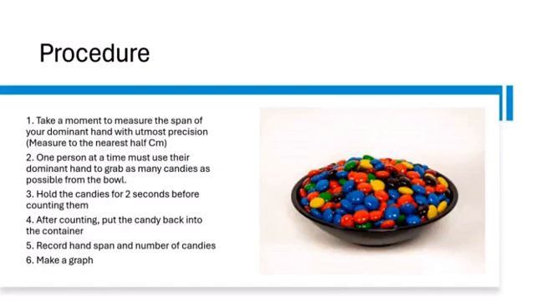The procedure for this activity is simple. To begin, you will need to measure the span of the dominant hand with accurate measurements to the nearest centimeter. One person at a time must use their dominant hand to grab as many M&Ms as possible for 2 seconds. Therefore, if they dropped any candy before 2 seconds, it will be invalid for the mini experiment. After 2 seconds, they must place the candies carefully so that you can count how many M&Ms they can grab from the bowl. Once you have counted the M&Ms, you will record as I stated earlier.